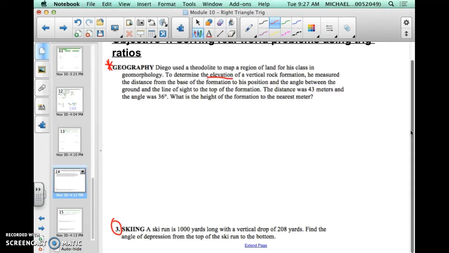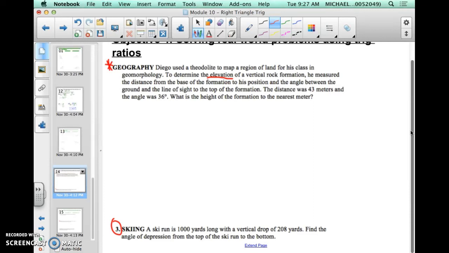Make note of that. Of a vertical rock formation, he measured the distance from the base of the formation to his position and the angle between the ground and the line of sight to the top of the formation. The distance was 43 meters. The angle was 36 degrees. What is the height of the formation to the nearest meter? So that's a lot of information, and it can be very confusing.